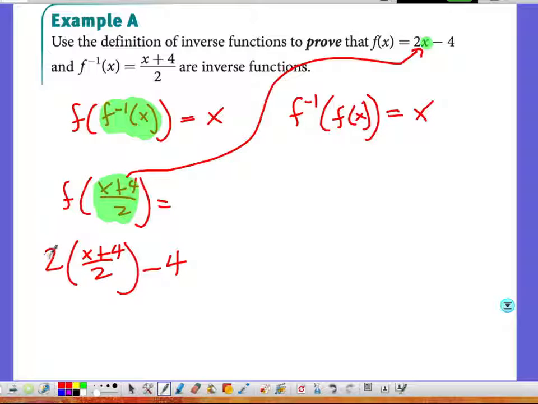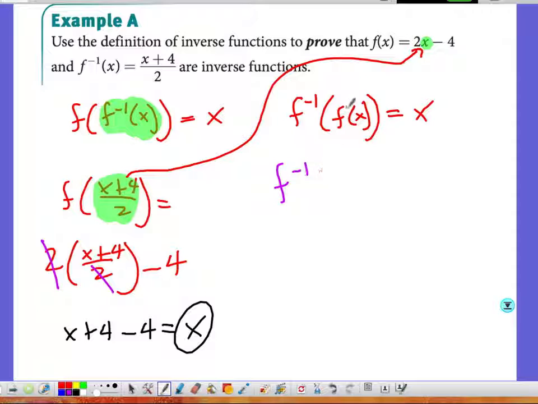Now what is going to simplify here? You don't want to distribute the 2. Let's make it easy for ourselves. So the 2 over 2 simplifies to just 1. And what we're going to have is x plus 4 minus 4, which is equal to x, which is what we want to get. Okay. Now, if this equals x, you may be tempted to say, well, yes, they are inverses of each other. But you want to find the other composition function. They both have to equal x. It's not sufficient that just one of them equals x. So let's go ahead and figure the next one out.